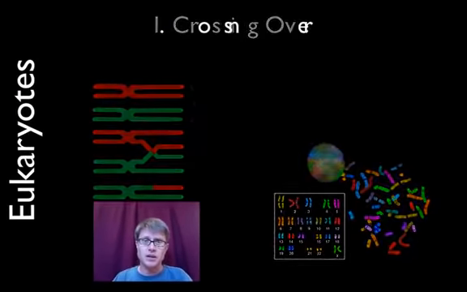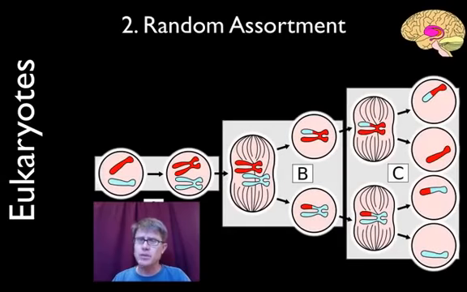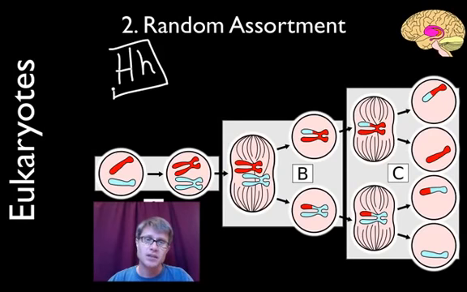Next thing that gives us variability is random assortment, or we sometimes call this independent assortment. And so, a real example, let's say we're talking about Huntington's disease. Huntington's disease is a dominant disease. It's a dominant trait. It affects this portion of your brain, eventually causes death in middle age. If you get the gene, you're going to get the disease.